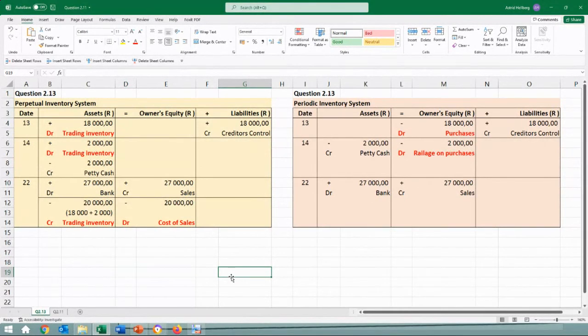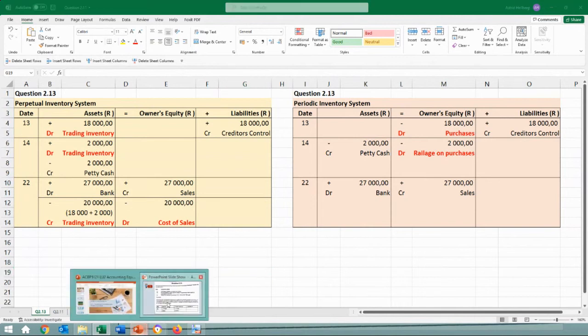Okay. Do you guys have any questions on the two different inventory methods? You can expect to see something like this either in your test or in your assignment, potentially also in your exam. So you need to make sure that you understand this. Do you guys have any questions on this? Is there something I need to re-explain? Okay, let's continue then.